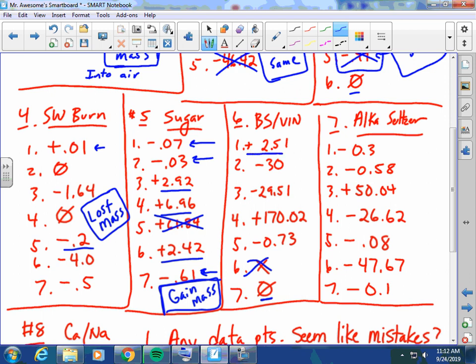Station 1 says, lab table 1, they said it gained 2.51 grams. So it gained some particles, quite a few particles actually. Station 2 said it lost a ton. Do you think maybe that's a mistake? I mean, 30 grams is a huge difference. Okay. Table 3 had lost 29.51. That many particles. So when we combine baking soda and vinegar, it could have lost 29.51 grams. Jacob, were you raising your hand to say something?